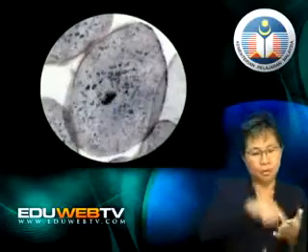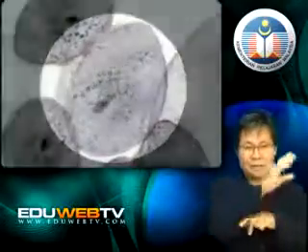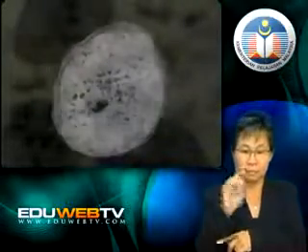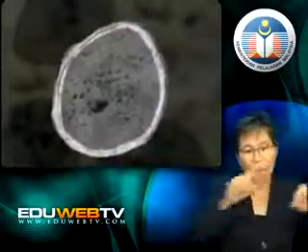This is what a human cell looks like. The cell membrane is the outer layer of an animal cell. It allows elements such as oxygen, gas, water, and sugar to pass through.